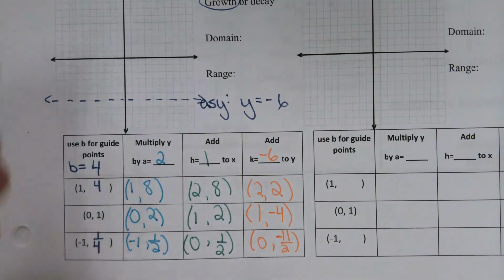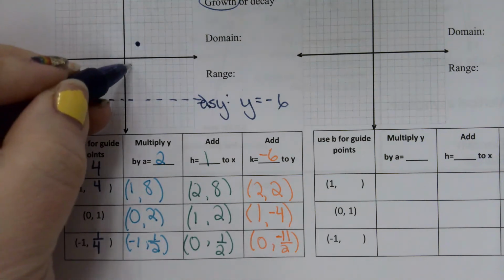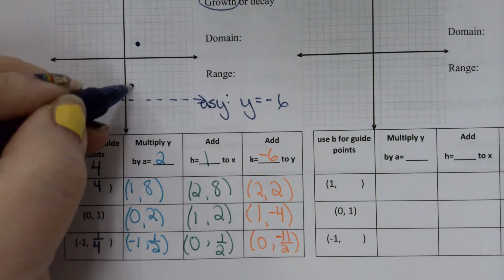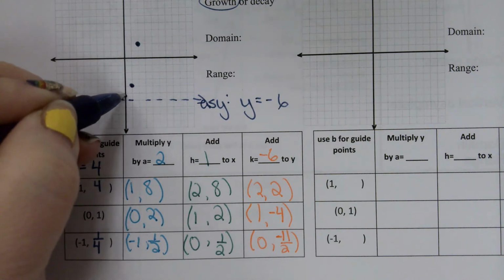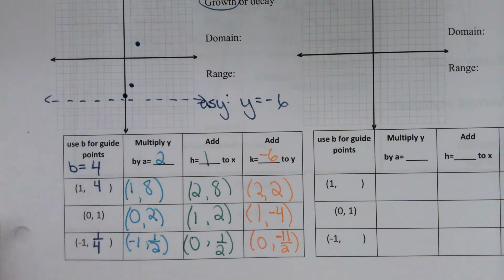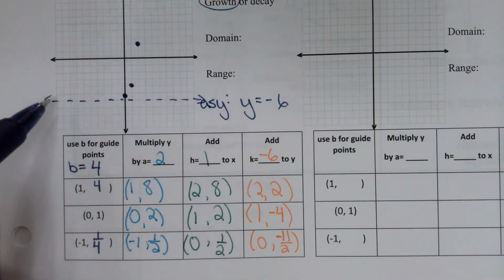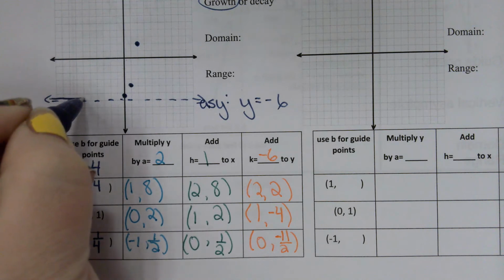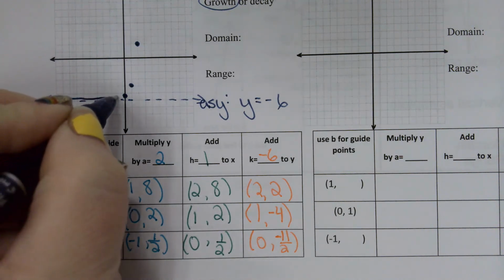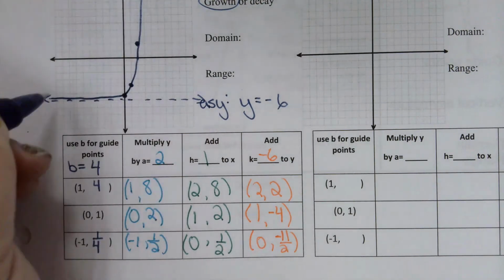And then we'll plot the points. 1 at 2, 2. 1 and -4. And then 0 and -11/2 or 5.5. So it's going down and getting closer and closer to this y equals -6. So it's moving along the asymptote here, and then a very sharp incline.